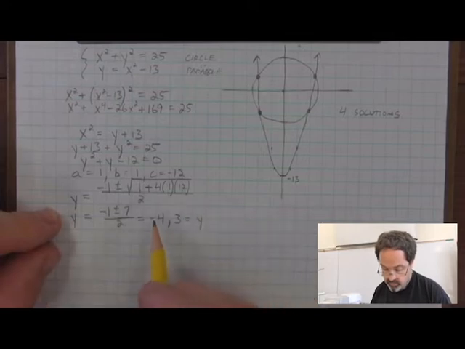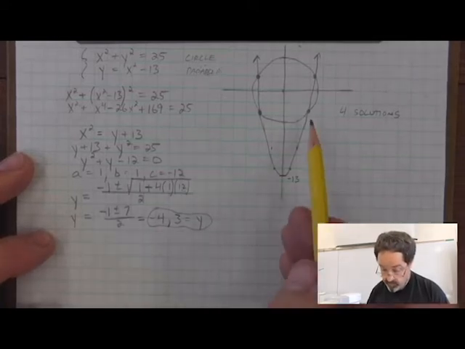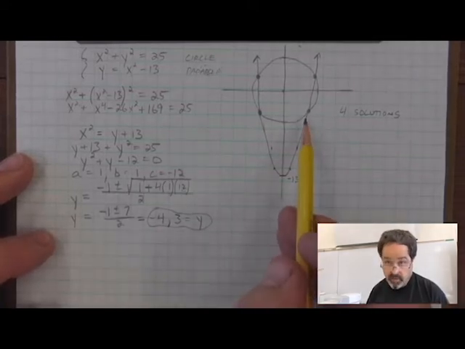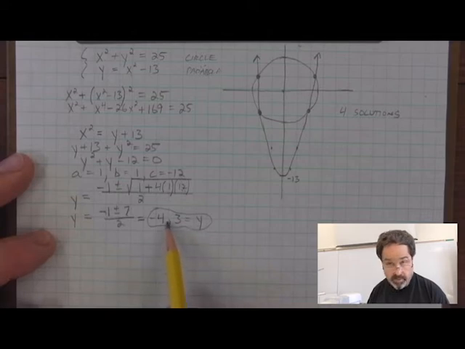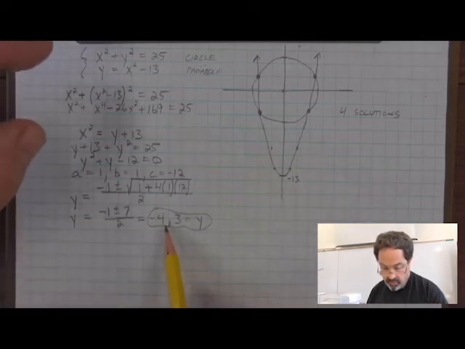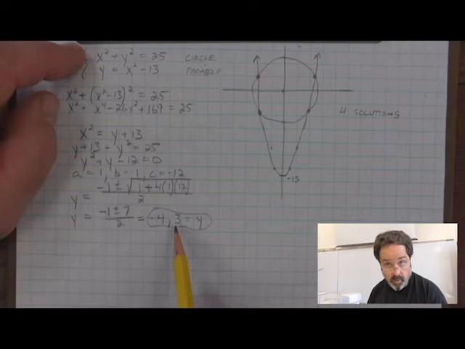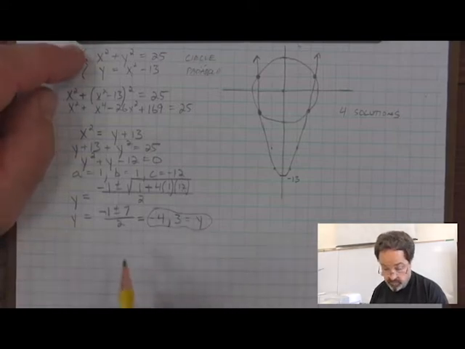I have two solutions for y, which is only half of the point information I'm trying to find. So I need to use my values for y to find x. How am I going to do that? I have a couple of choices. I have the equation x squared plus y squared is equal to 25. I could substitute my values of y in for y and rewrite this equation.